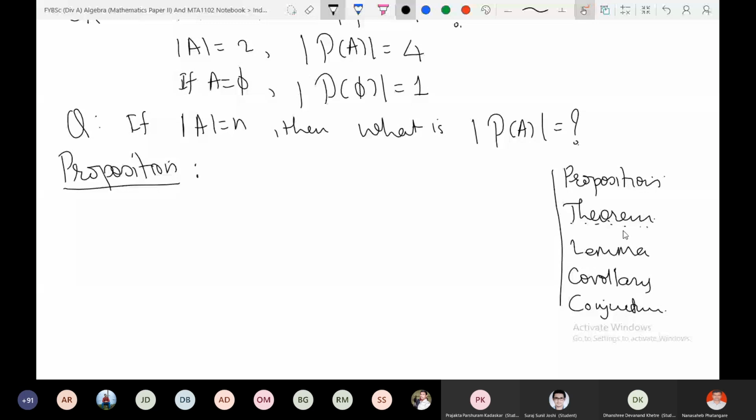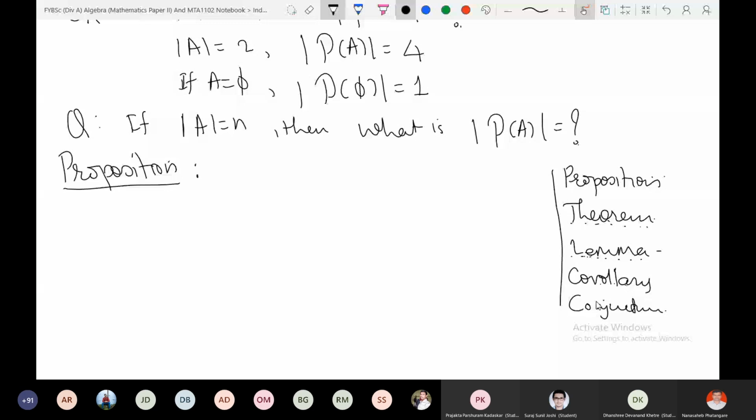What is a lemma? A lemma is a statement or result which is not very strong like a theorem, but we can use a lemma in the proof of some theorem. This is a small theorem, a small result which we use in the proofs of some big theorems, right? And a corollary is a result or a statement which is very immediate from a theorem. If you know some theorem, from that theorem we can immediately get the proof of a small result, that is a corollary. And what is a conjecture?